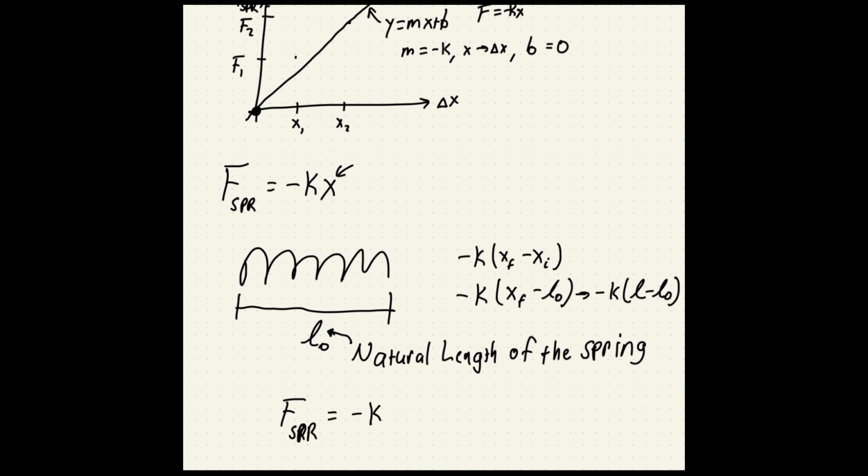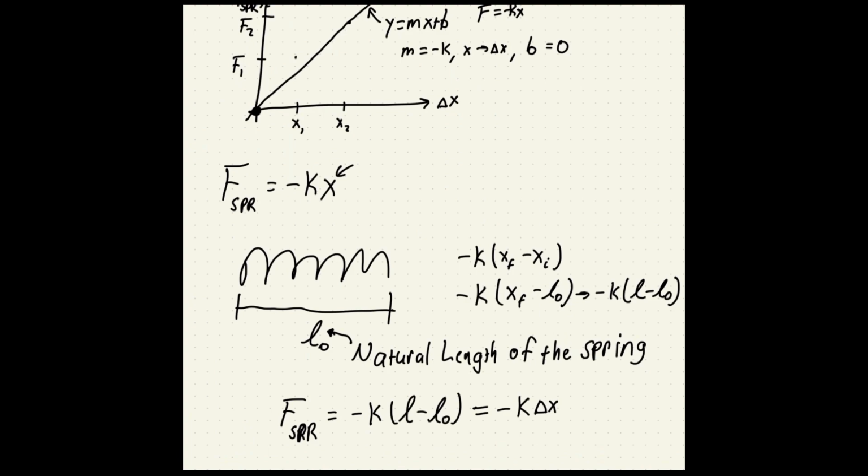We can have minus k times L, the length of stretch, minus L sub 0, our natural length, or we could have minus k times delta x, which is the distance that we stretch the spring. If we don't know what delta x is, if it's not given to us, we'll need to know what the natural length of the spring was. We'll also need to know what the final distance was.